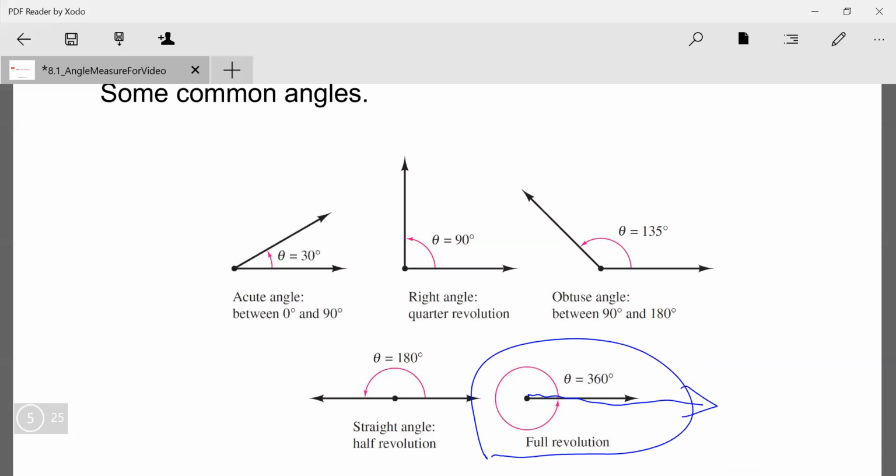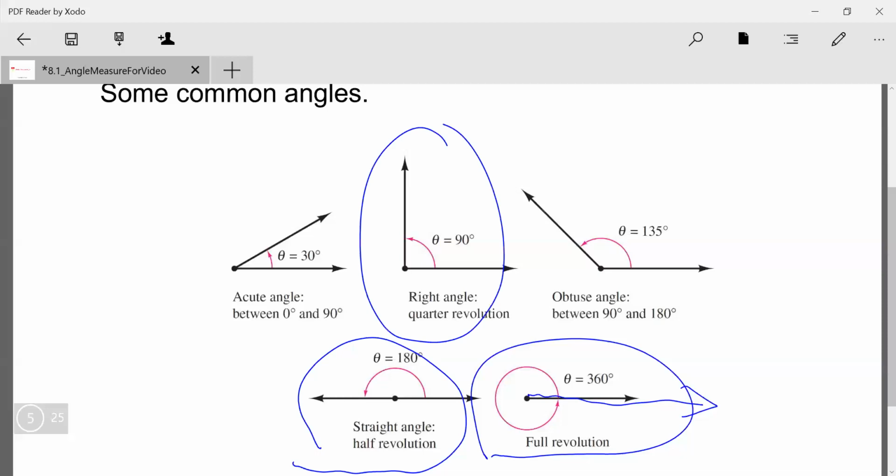Now, if we have half a circle, which is also called a straight angle, then the measurement should be just half of 360. That's 180. And how about a quarter? A quarter will be a right angle, right? A right angle is right here. The measurement is 90 degrees. A right angle is a very important angle.